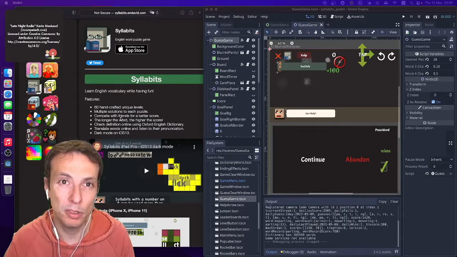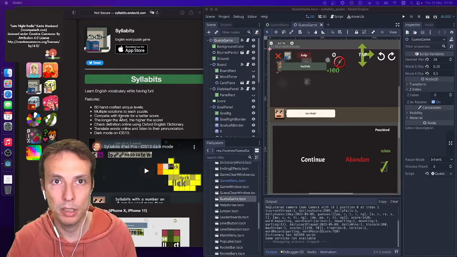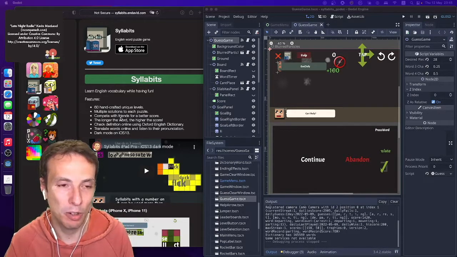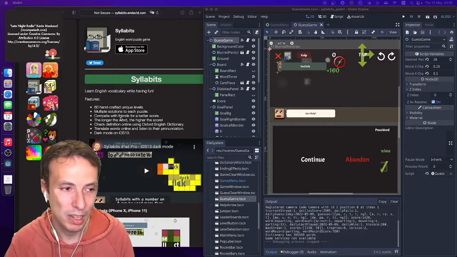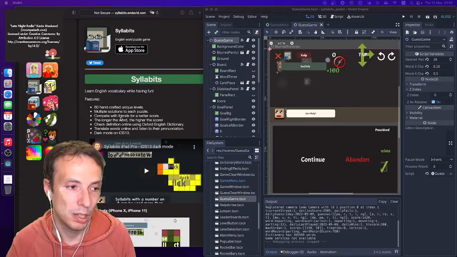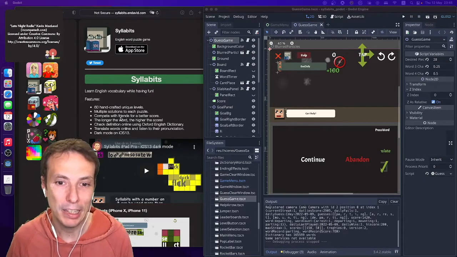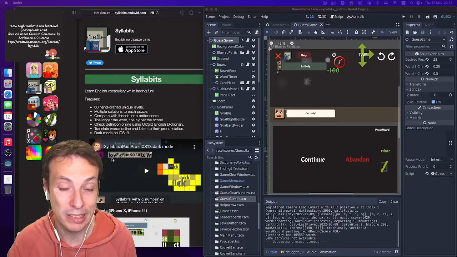something similar to Wordle. I don't know if you guys have played Wordle, where you have to guess a word. But this is kind of like Wordle with a vengeance, because instead of having the whole set of letters like you have in Wordle, here you have to use Syllabits.